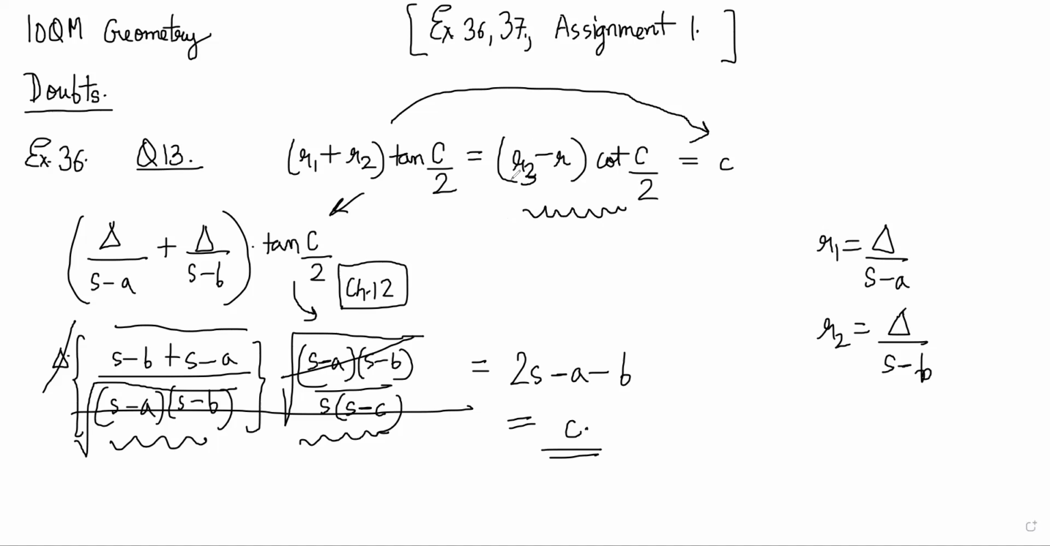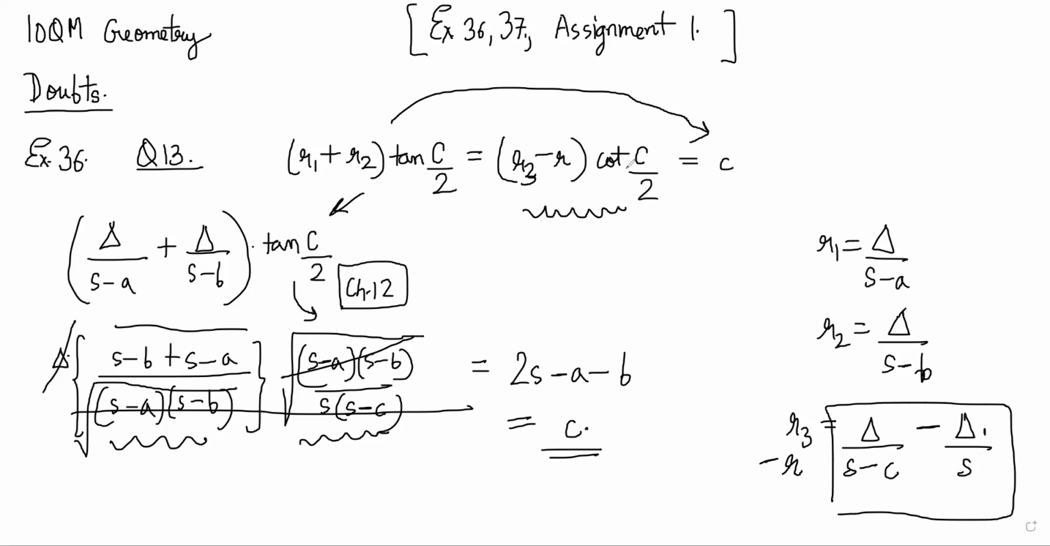Similarly, you can do this also. There is no difference. You just do the same thing. R3 is equal to del by s minus c, minus r, which is del by s, right? Yes, sir. And similarly, do cot C by 2 formula like this. It will be root over s minus c by s minus a s minus b. It will work out again. So that's how you do question 13. What else?